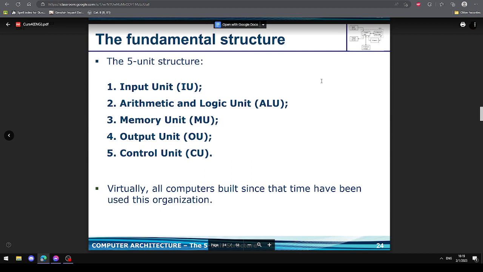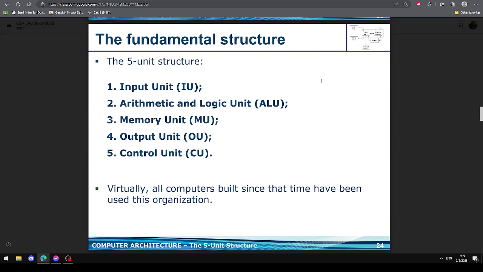So the 5-unit structure: input unit, IU, arithmetic and logical unit, ALU, memory unit, MU, output unit, OU, control unit, CU.